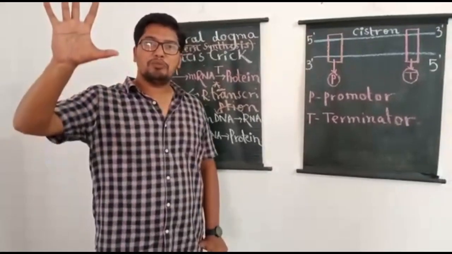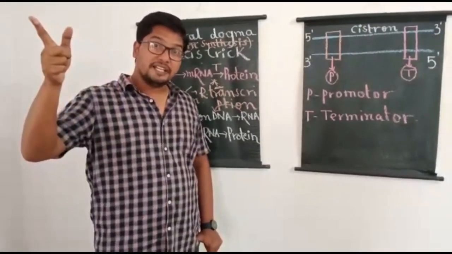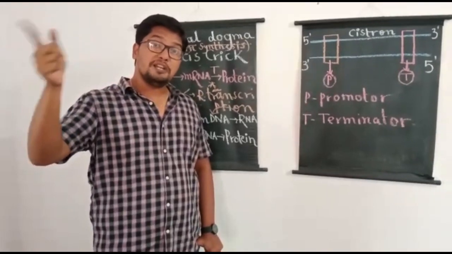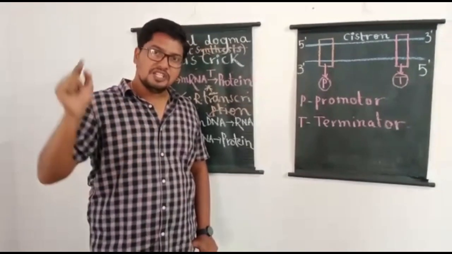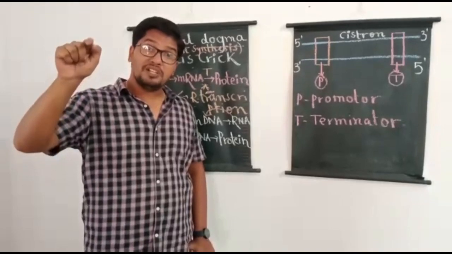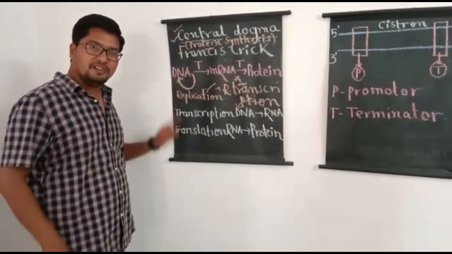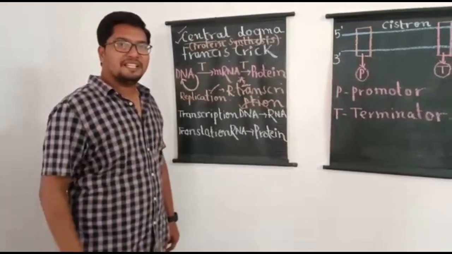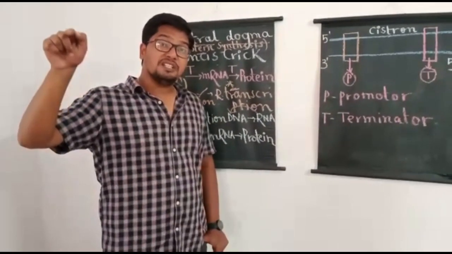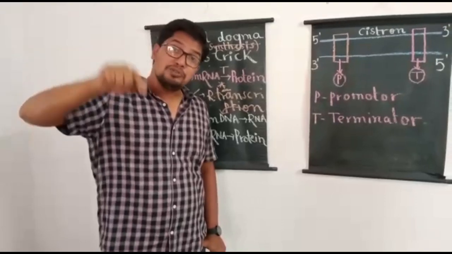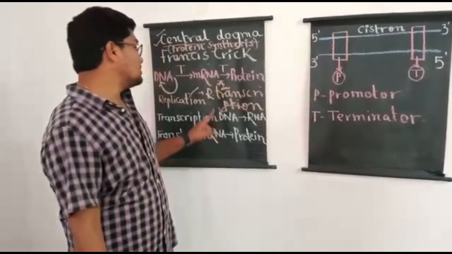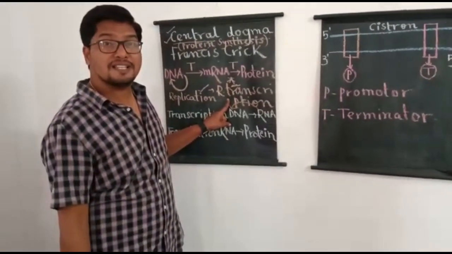Usually at the time of protein synthesis, genetic information flows from DNA to mRNA, but genetic information can flow from DNA to DNA during a process called replication. And there is one more possibility that genetic information can flow from RNA to DNA. So it happens during a process called reverse transcription.